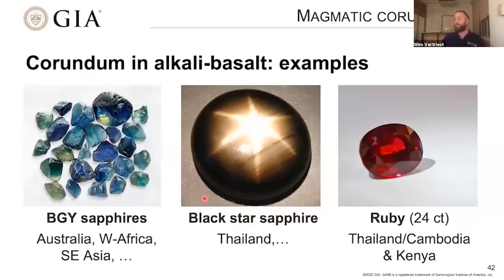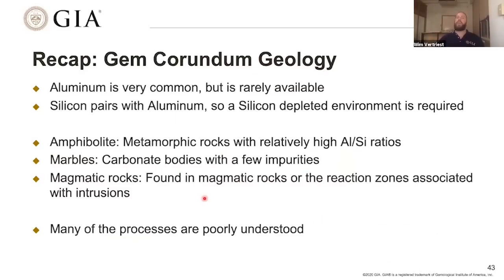corundum grew. So just as a recap, gem corundum is aluminum oxide, and aluminum is actually very common in the crust. The problem is that it is rarely available, so you can't really build aluminum oxide with it. And that is because silicon always is going to pair with that aluminum to form silicate minerals. So you really need an environment that is very low on silicon, that is depleted in silicon.